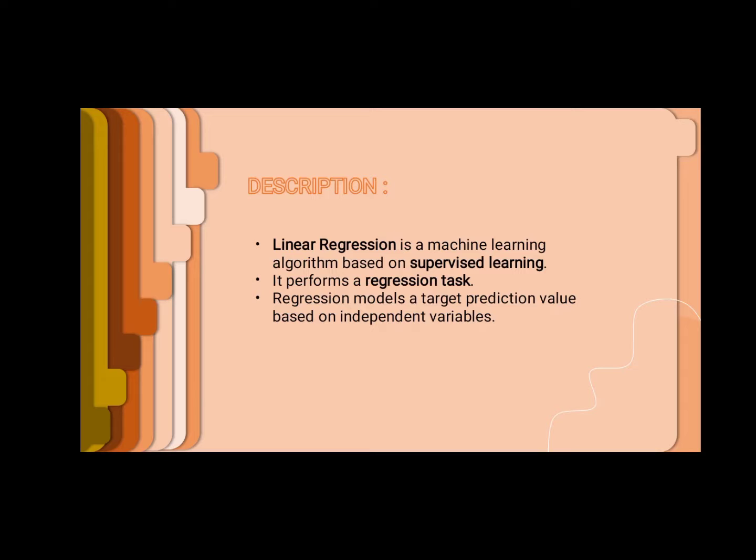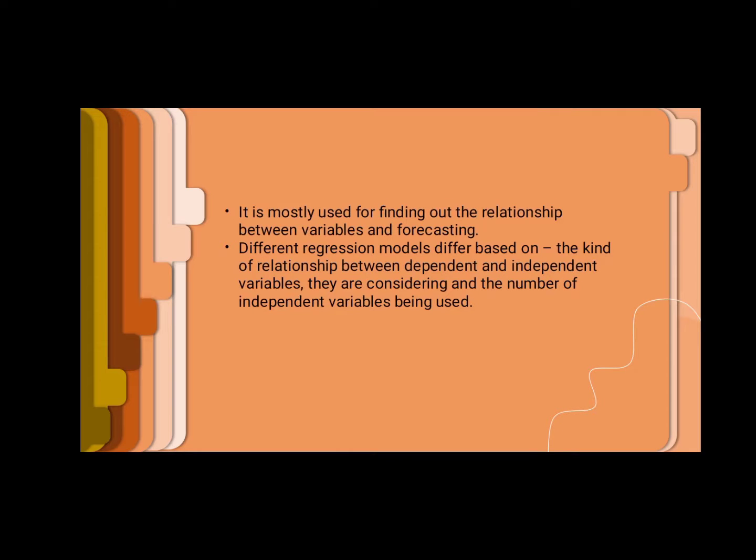When we say ML algorithm, it's a program that includes math and logic, and adjusts itself to perform better as it is exposed to more data. Linear regression performs tasks to predict a dependent variable based on given independent variables. It is most used for finding out the relationship between variables and forecasting. Different regression models differ based on the kind of relationship between dependent and independent variables they are considering and the number of independent variables being used.